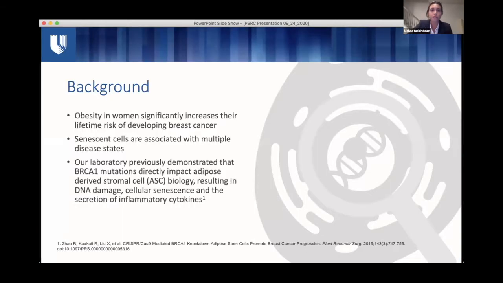So just starting off with some background information, we know that obesity in women significantly increases their lifetime risk of developing breast cancer. Additionally, senescent cells are associated with multiple disease states, in part due to their secretion of inflammatory cytokines such as interleukin-6, or IL-6. Our lab previously demonstrated that BRCA1 mutations, which are associated with increased triple-negative breast cancer risk, directly impact adipose stromal cell biology, or ASC biology, as I'll refer to it. This results in DNA damage, cellular senescence, and the secretion of additional inflammatory cytokines.